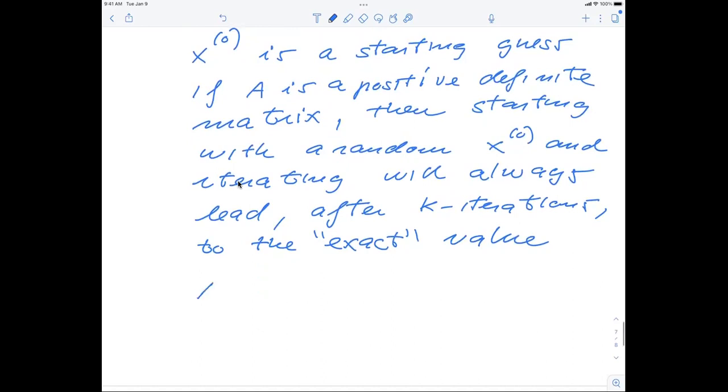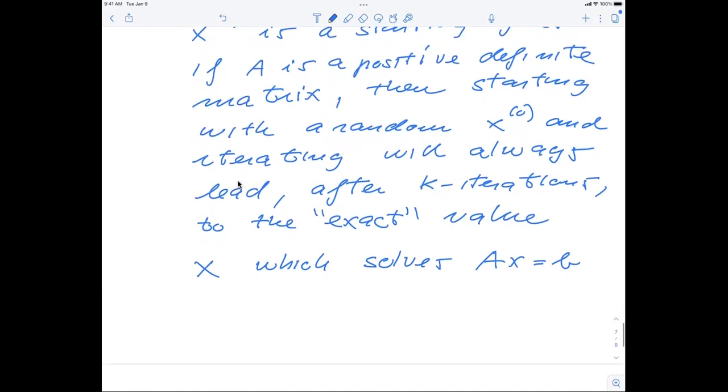The value x, which solves Ax equal to b. And what we would typically have then is a precision given by the norm 2 of x of k plus 1 minus x of k, which is smaller than a chosen parameter. So we have chosen the specific precision to which we want to find the solution.